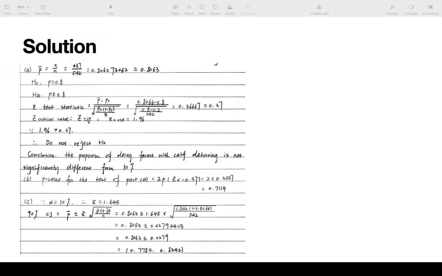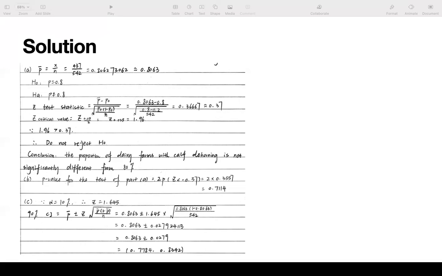So since the sample size here is very large, we can use the z test statistic, which is equal to 0.37. And for the critical value, we have z at alpha divided by 2, where alpha is 0.05, so we have the value equal to 1.96. So since the critical value is larger than the test statistic, we do not reject the null, and we can conclude that the proportion is not significantly different from 80%.